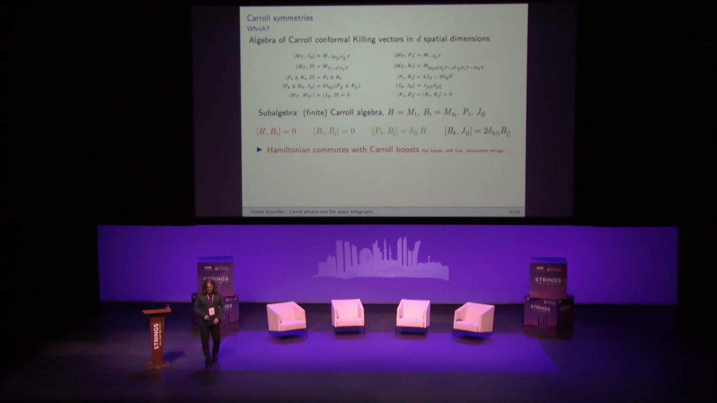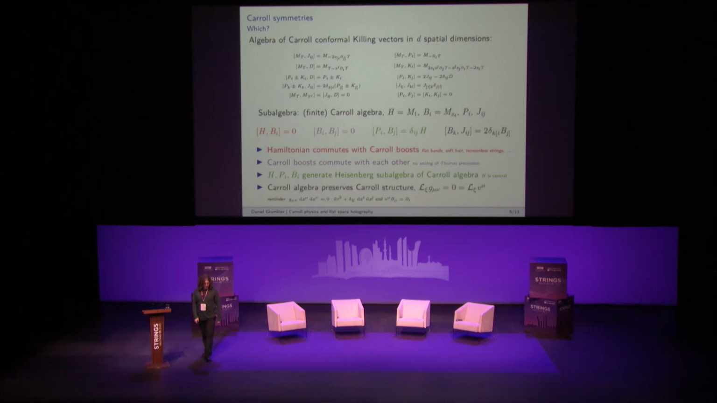For instance, flat bands, you can think of them as the Fourier transformed version of the light cone closing up. So in Fourier space, the light cone opens up, and you have a dispersion relation where energy is independent from the momentum. The second commutation relation is like in the Galilean case. It just means that Carroll boosts commute with each other, so you have no analog of Thomas precession. And together with the third commutator, you see that translations and boosts generate the Heisenberg subalgebra of the Carroll algebra, where the Hamiltonian is central.